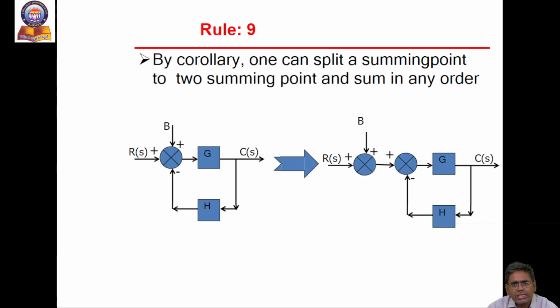Similarly, we can split a summing point into two summing points and sum in another order. If three signals are added at one point, we can split the summing point into two summing points, plus plus and plus minus. This is another rule for reduction of block diagrams. When more signals are added at a summing point, it can be split into two summing points, adding two signals with the same sign.